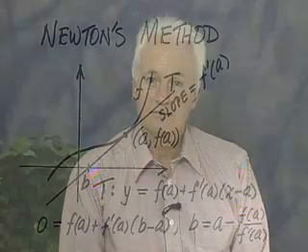Hello, I'm Dr. Maurice Dupre, and in this section we're going to discuss Newton's method. Newton's method is a method for finding roots of functions, that is, values of x which cause f of x to equal 0. Now the general idea is very geometric, so let's look at a picture.